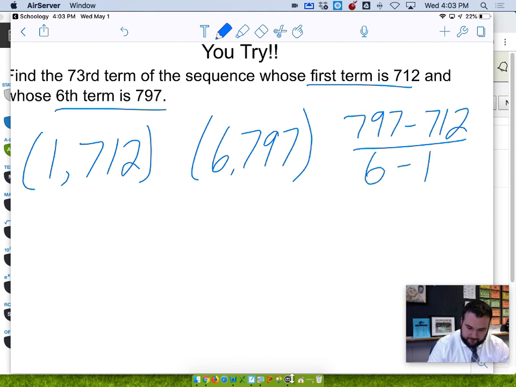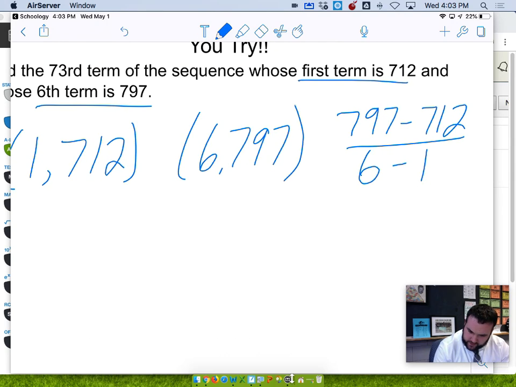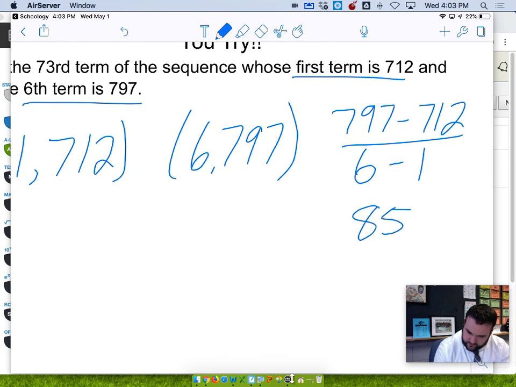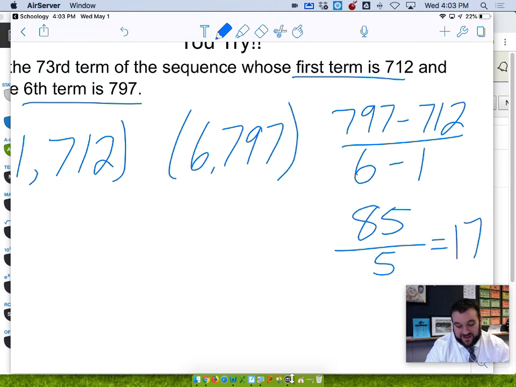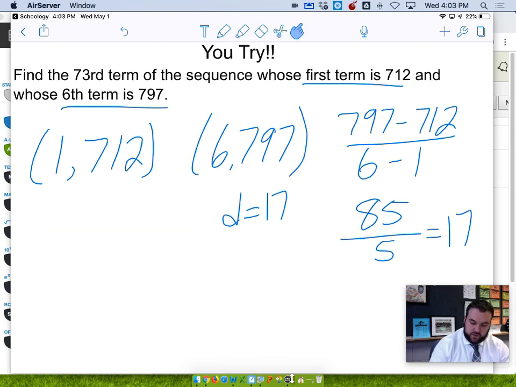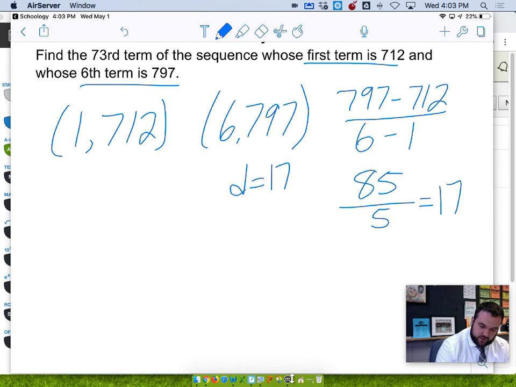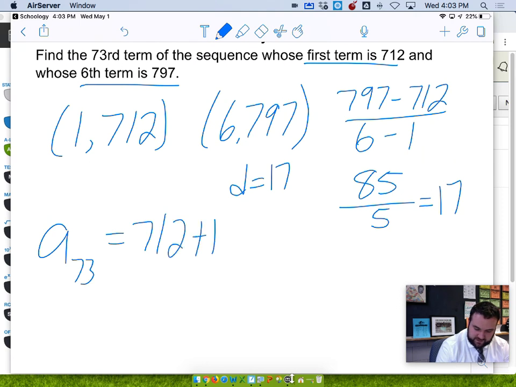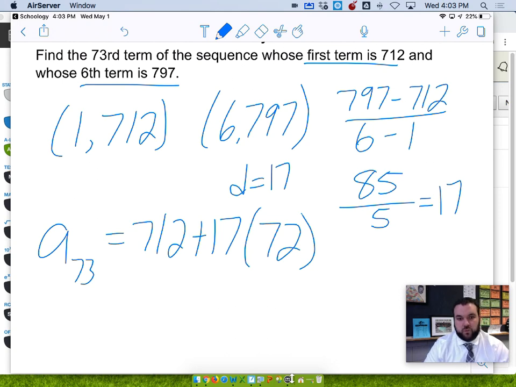Okay. So here I subtract the tops. What's that? 85 divided by 5, and that equals 17. So that means my common difference is positive 17, telling me that I'm increasing by 17 every term. So how we're going to use that now is to find the 73rd term. To find the 73rd, I'm going to take the first term, which is 712, and I'm going to add 17 to that 72 times. Again, always one fewer than n.